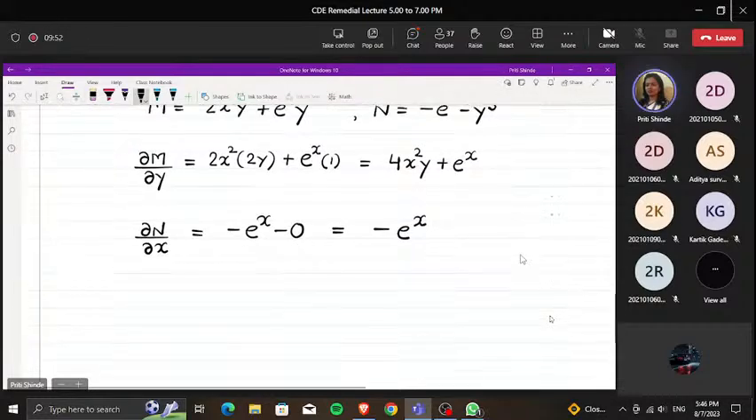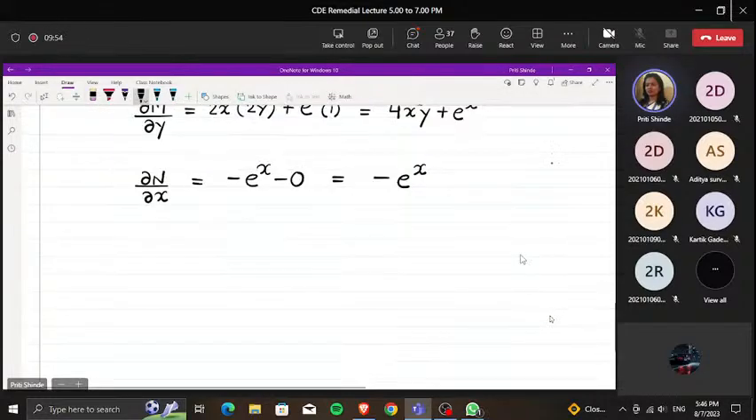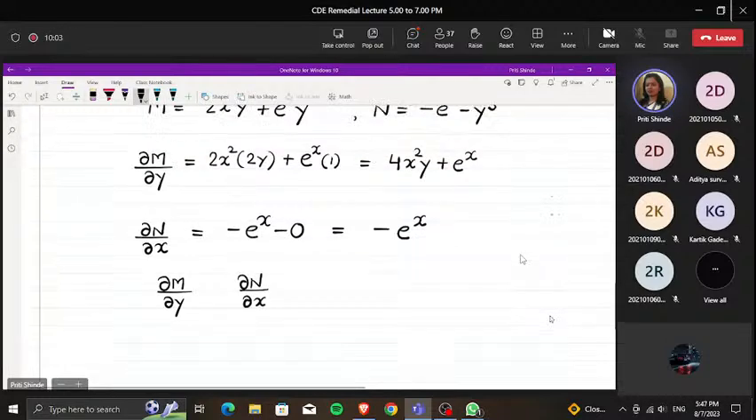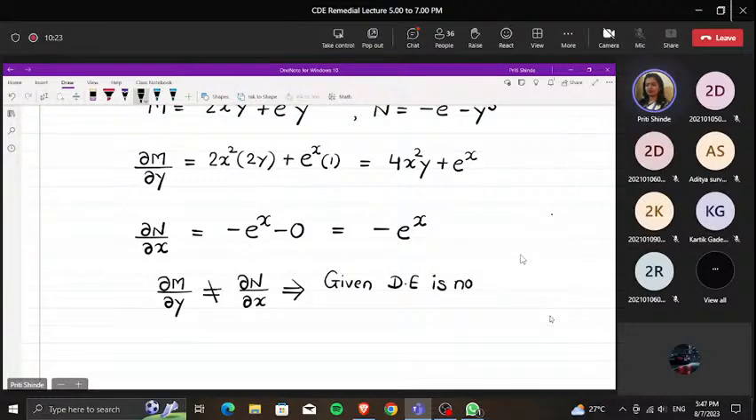Next step, compare these two derivatives, del m by del y and del n by del x. So del m by del y is 4x square y plus e raised to x, and del n by del x is simply minus e raised to x. So here we get different derivatives. So the conclusion is the given differential equation is not exact.